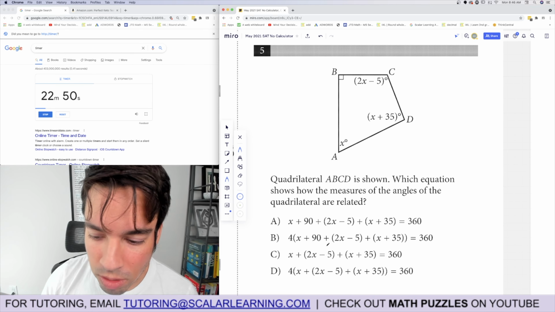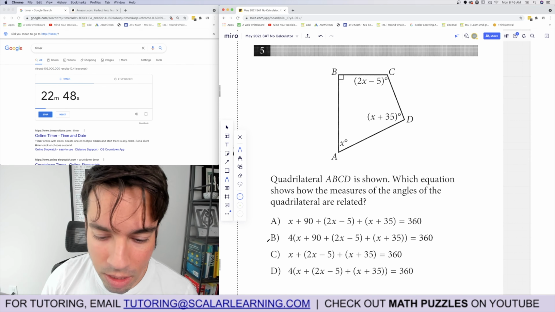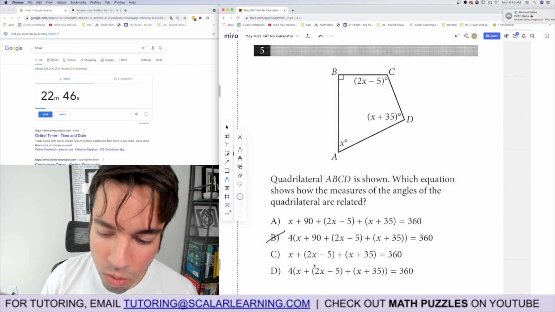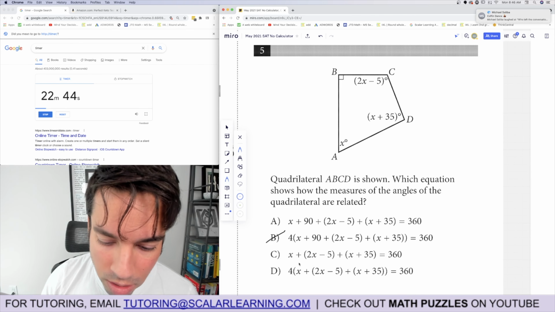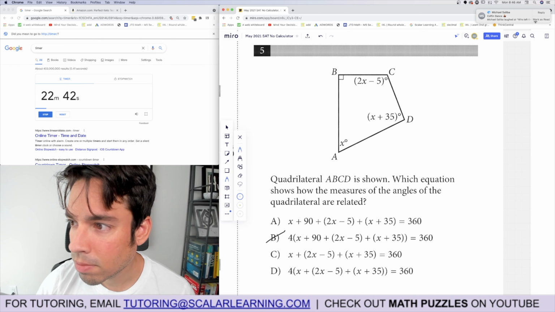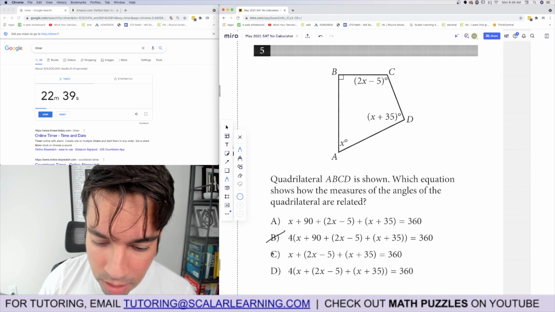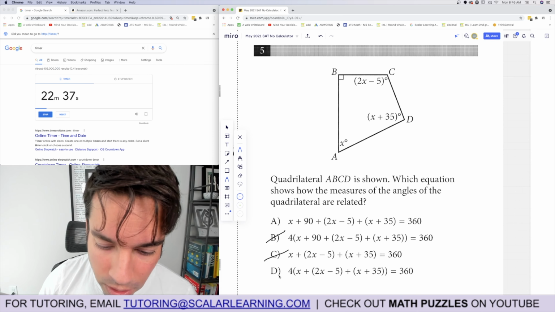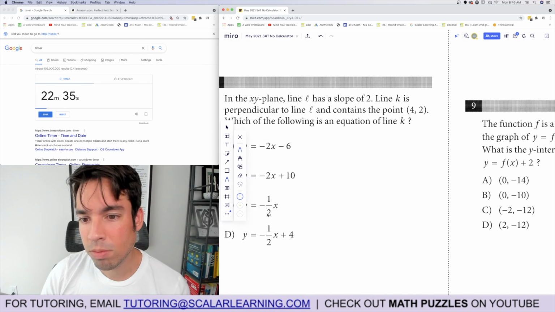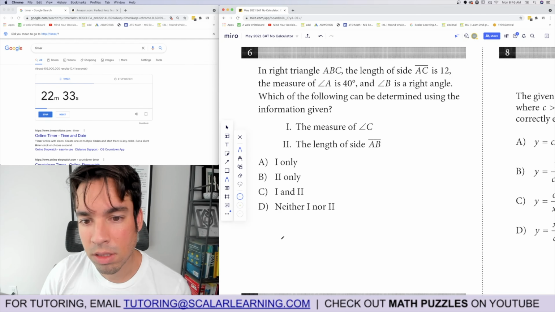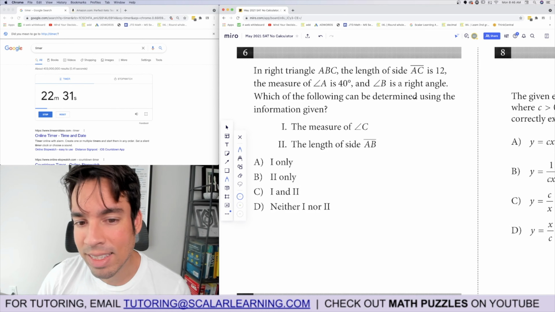I don't know why this is multiplying by 4. That doesn't make any sense. This one is disregarding the 90, so that's out. I don't know where that 4 is coming in. So yeah, that's the one we thought. Boom, done. Number 6, in right triangle ABC, the length of side AC is 12.